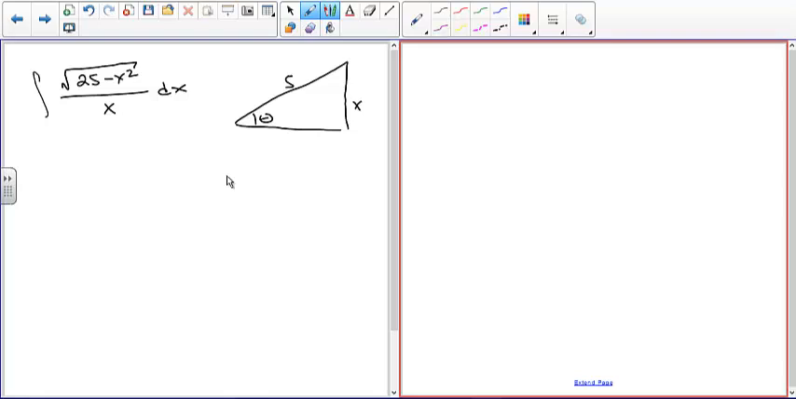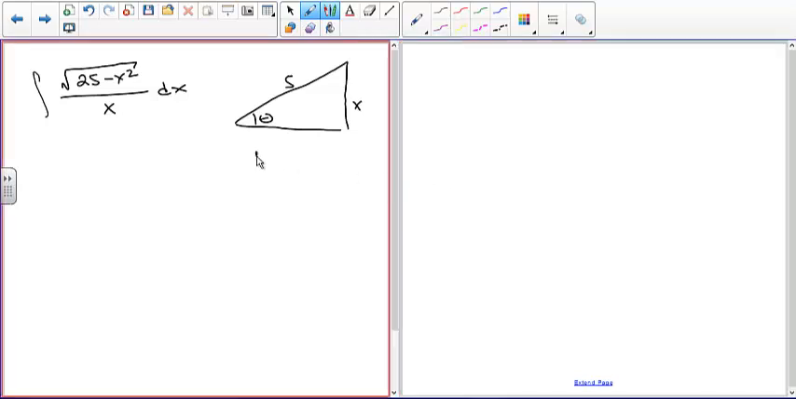Because you have 25 minus x squared, we know we need to use the sine of theta. So I draw my triangle, and I have the sine of theta is going to be the variable part divided by the constant part. The sine is the opposite over the hypotenuse. So I make the opposite side x, the hypotenuse 5, and as a consequence of the Pythagorean theorem, the adjacent side is going to be equal to the square root of 25 minus x squared, which is what we are looking for here.